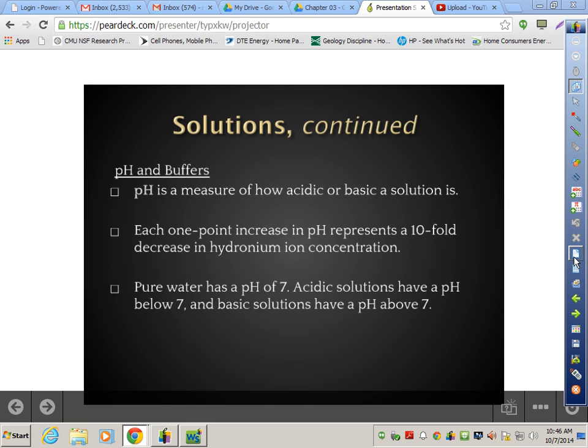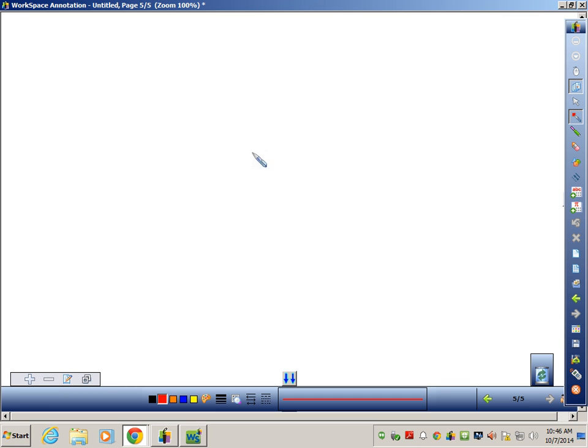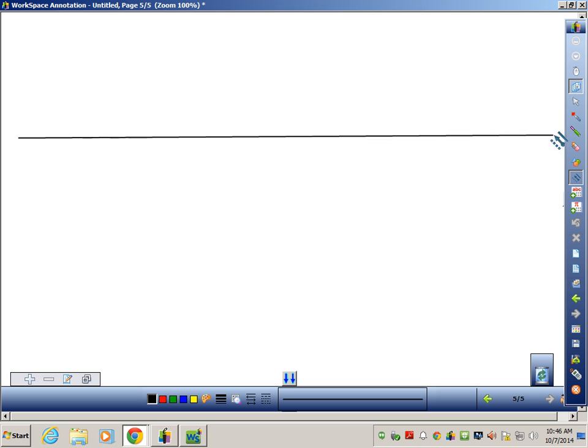So before I go over pHs and buffers, I want to show you a pH scale. We're only going to mention this briefly. I'm hoping you've seen this before. So here's a pH scale.